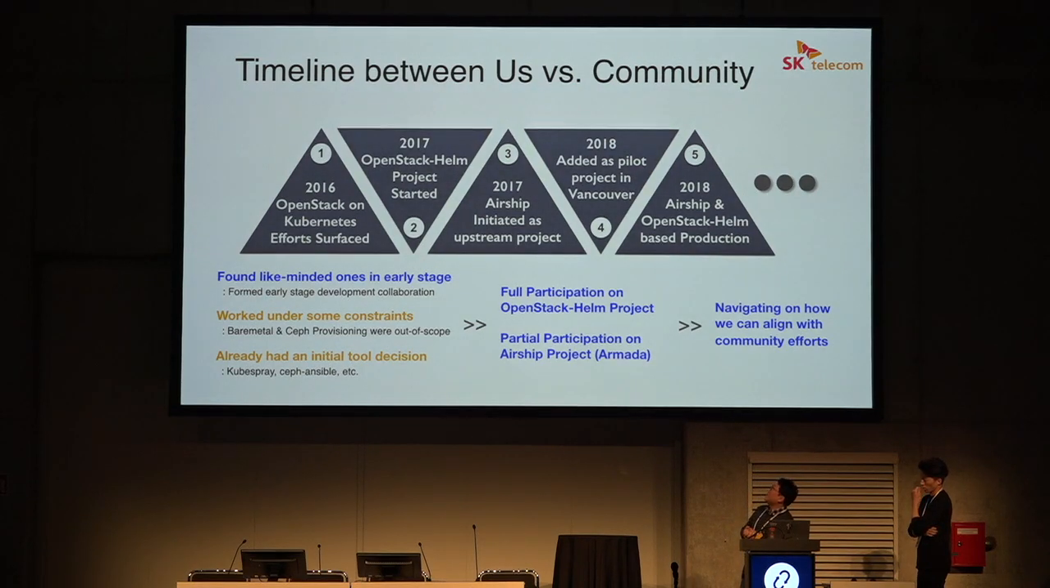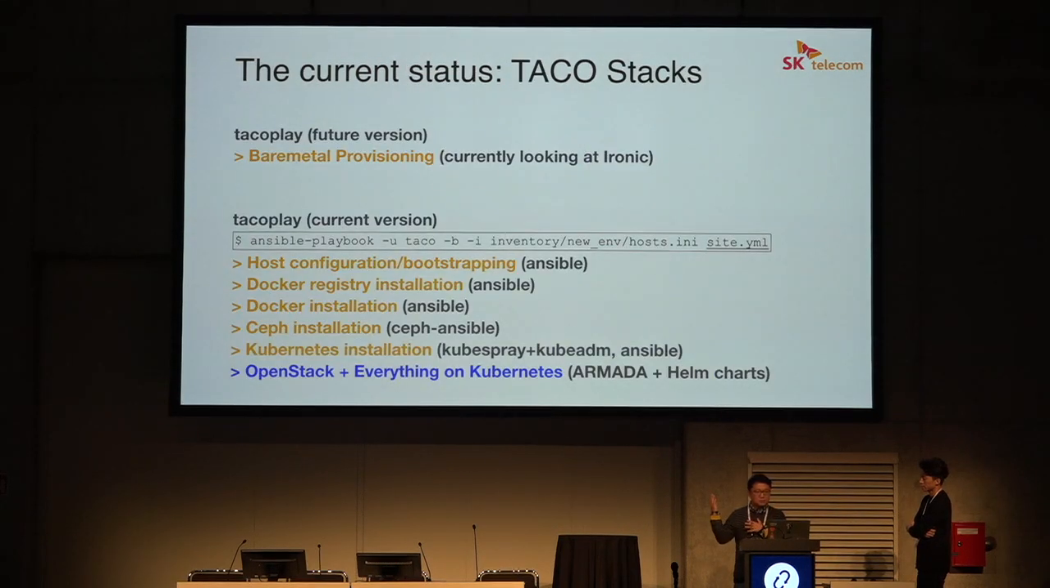In 2018, Airship, as you know, became a pilot project. And this year, in 18.10, SKT is using Airship and OpenStack-Helm for production deployment. At this stage, SKT is really navigating again how we can align more with community effort. So what we end up with right now.